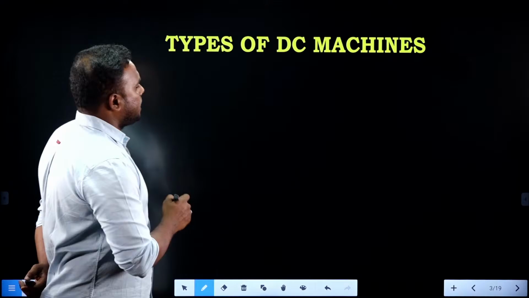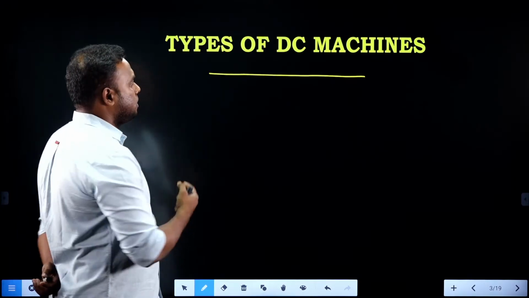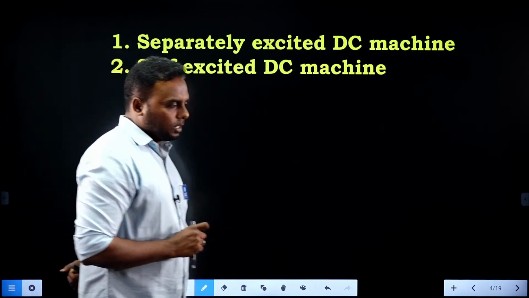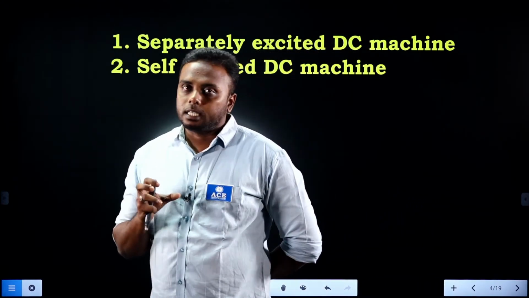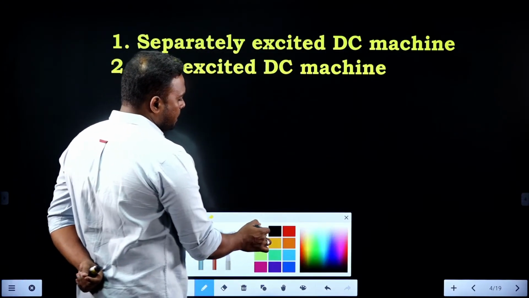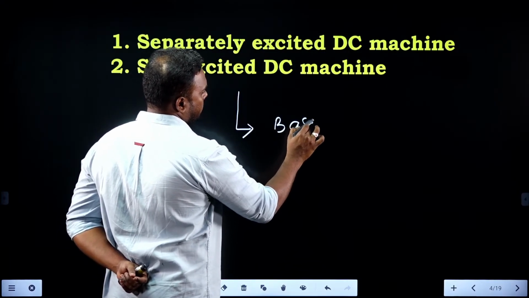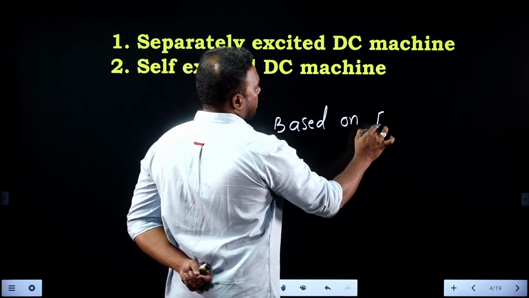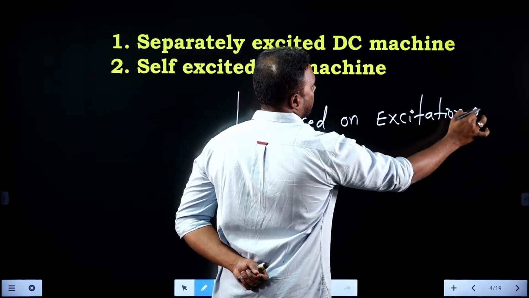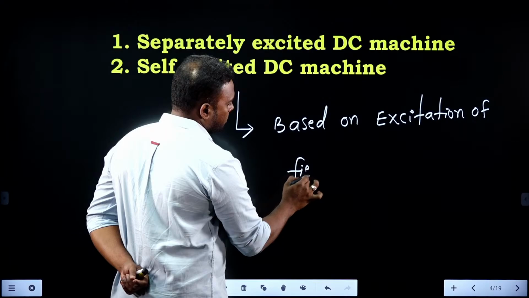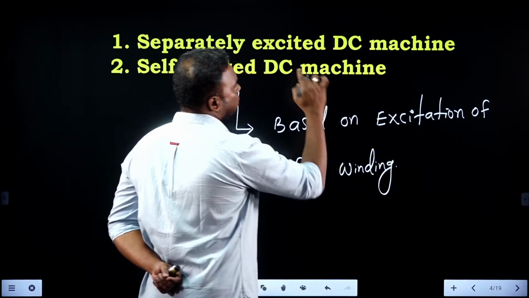First, in the types of DC machines, how many types do we have? There are mainly two types: first, separately excited DC machine, and second, self-excited DC machine. These two types are divided based on the excitation of the field winding.